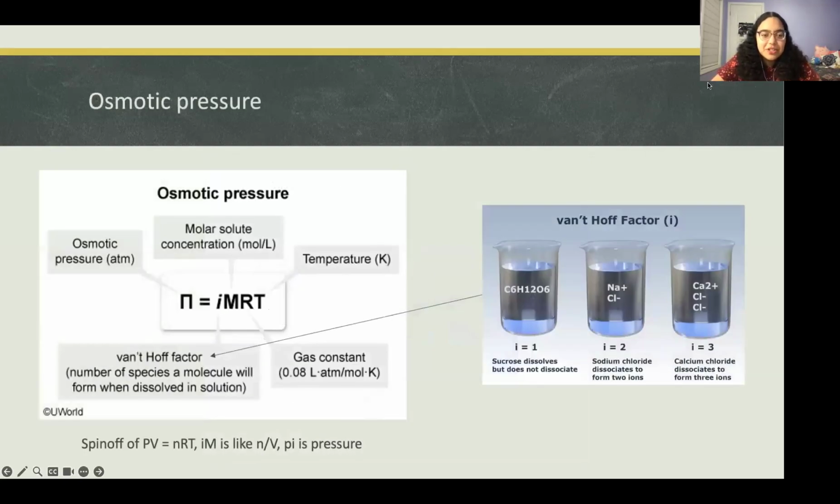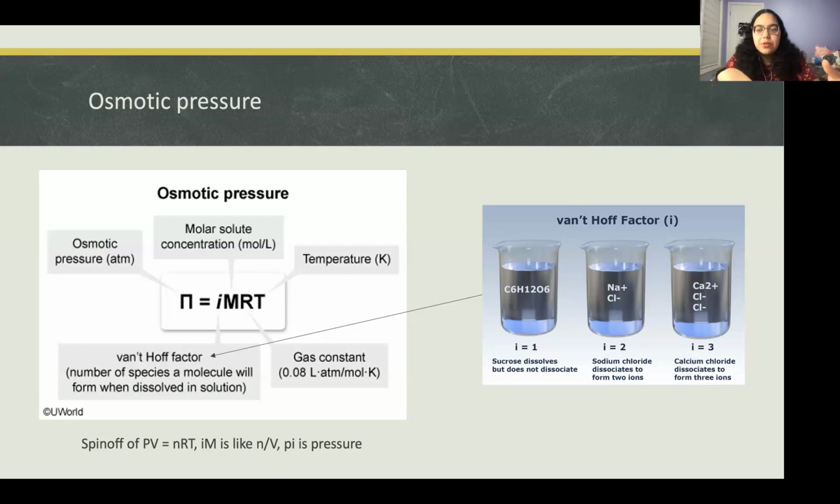Osmotic pressure, I mentioned this in Gen Chem, but I don't think I covered it well enough, so here it is again. Pi is iMRT. It's a spin-off of the ideal gas equation, PV equals nRT, where obviously RT is the same thing. And if you rearrange PV equals nRT, P is nRT over V. So that n over V is represented by your M, kind of. And then pi is your osmotic pressure in atmospheres. M is the concentration, the molarity, R is the gas constant, T is temperature. That i, the van 't Hoff factor, I didn't explain this in Gen Chem, I just called it the van 't Hoff factor, but it's the number of species the molecule dissociates into.